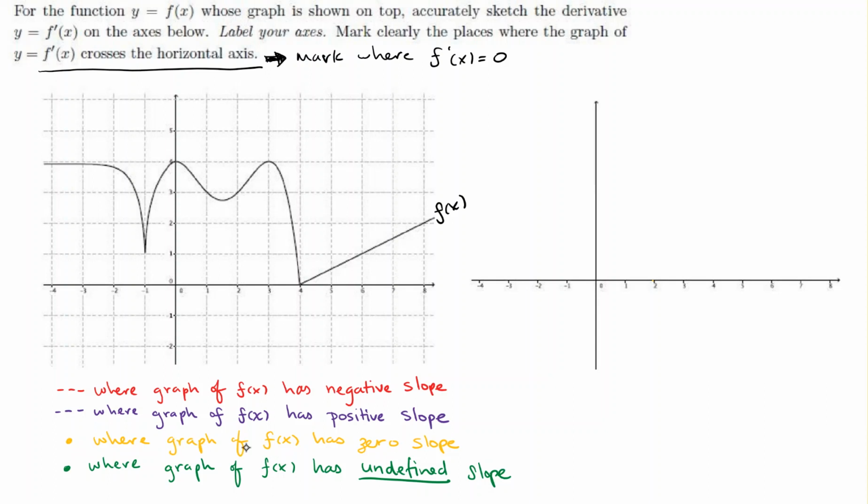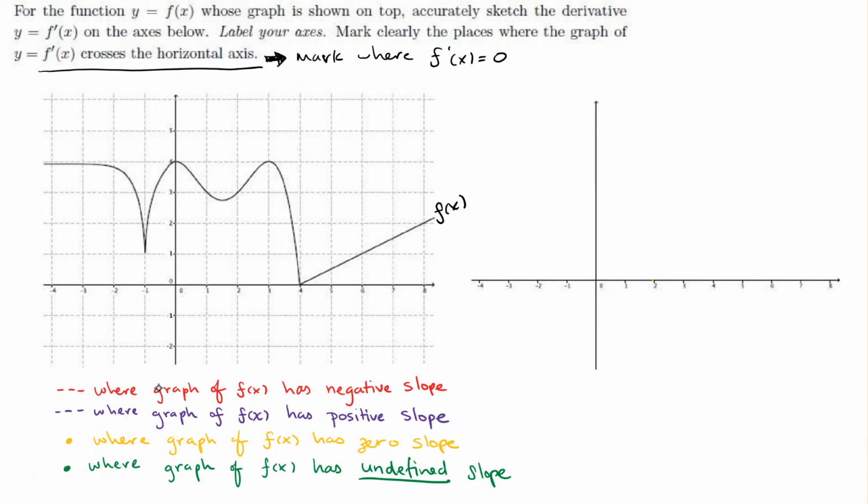Wherever the graph of the original has 0 slope, we're going to mark those points with a yellow dot. That would correspond to when the derivative graph crosses the horizontal axis. And any points where the graph of the original function has undefined slope, we're going to mark with green, and we know that's going to be points where the derivative function does not exist or take on a value.